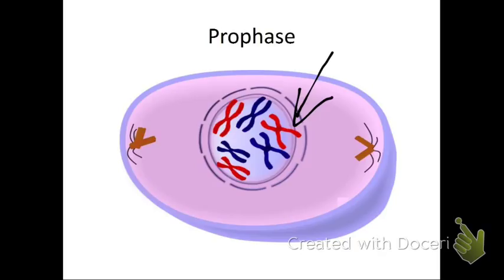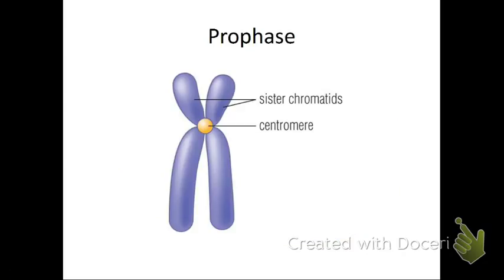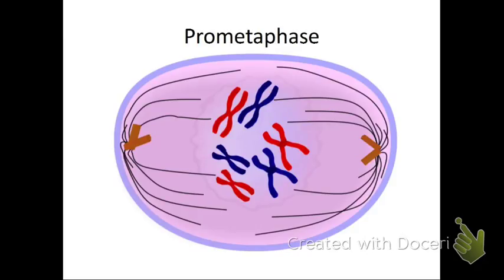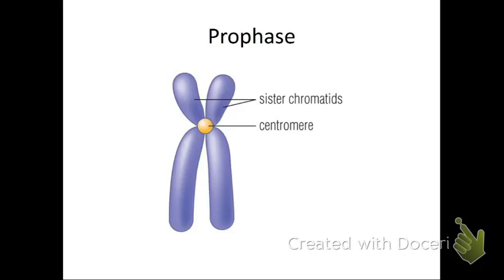And these two sister chromatids, this one and this one, will be joined together in the middle by a centromere, which is this little thing right here. It's a little protein that holds the two sister chromatids together. We'll talk about the centromere in just a second again.